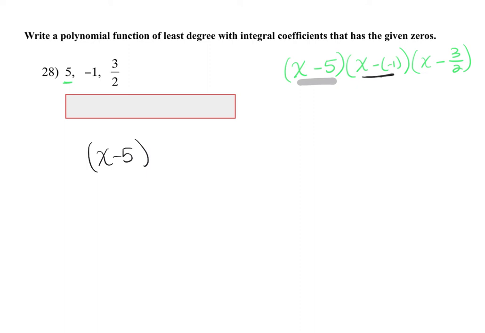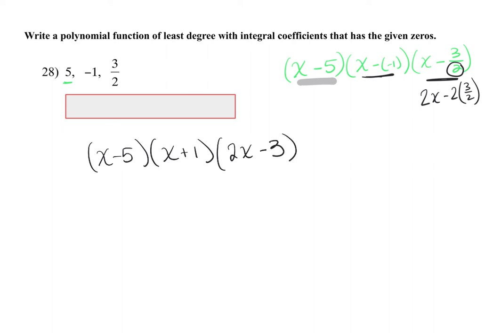Here, x minus a negative 1, well, I'm going to write that as x plus 1. And here, remember, you multiply both of these by 2. So multiply by that denominator, 2x minus 2 times 3 halves. Multiply both of those by your denominator. So you're going to end up with 2x minus 3, unless you just desperately want to FOIL with a fraction. I would not. All right, and then just FOIL.